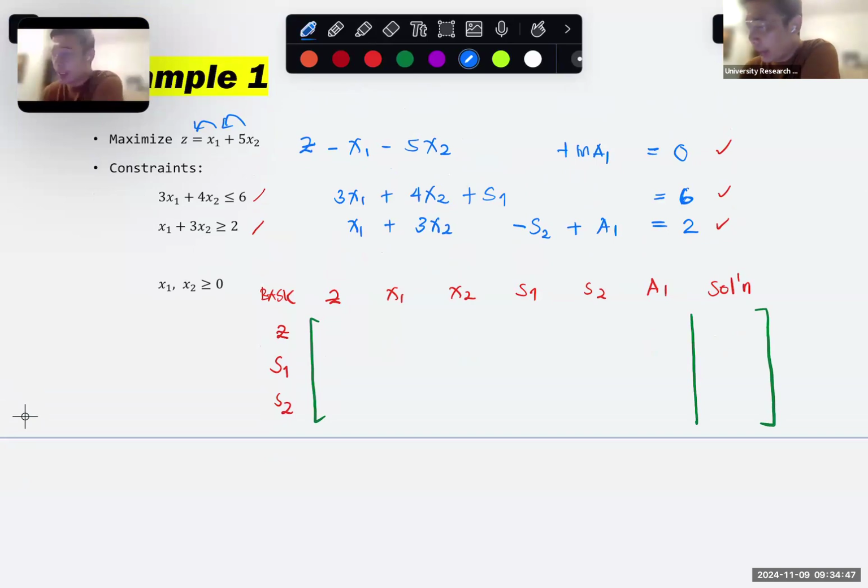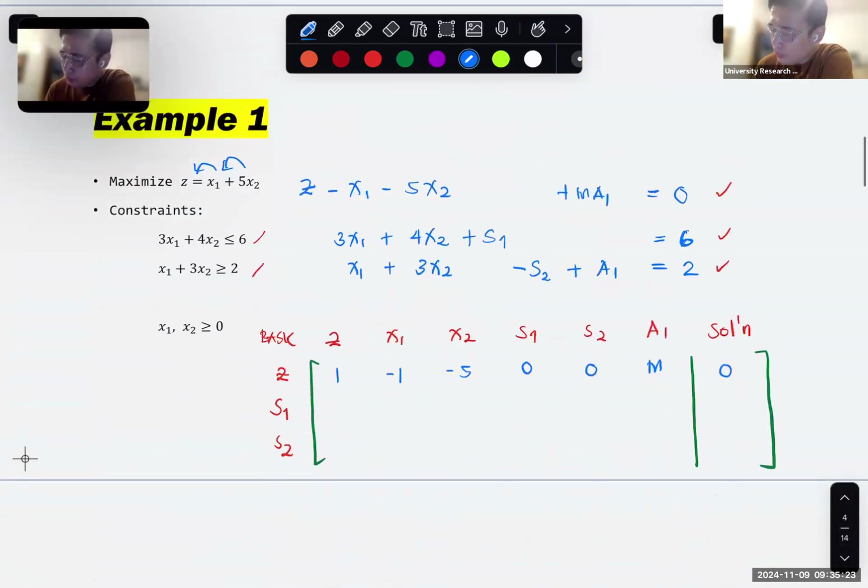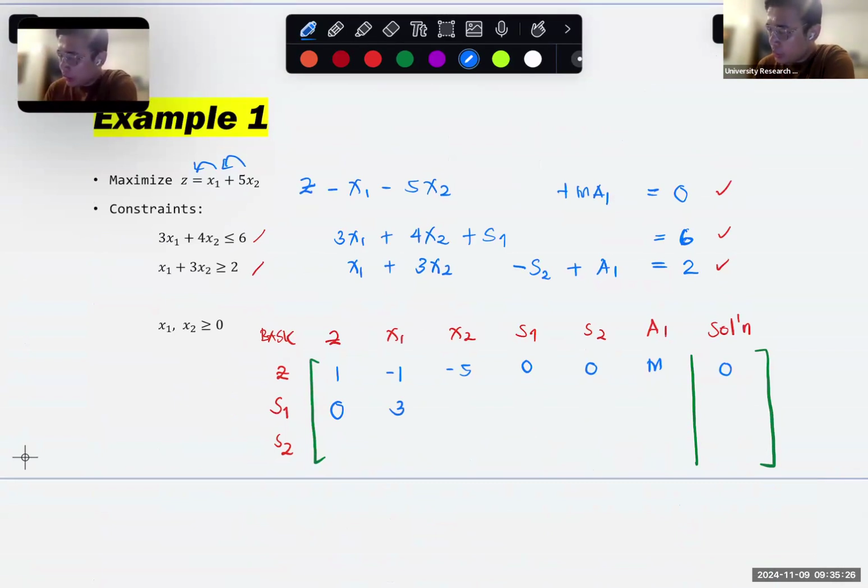For our matrix, we just get the coefficients. So our Z is 1. x1 is negative 1. x2 is negative 5. Under the objective function, we don't have s1, so it will be 0. We don't have s2 as well. And for our a1, we have M. So M for a1, and then the solution will be 0. Afterwards, for our first constraint, we have 0 for Z, x1 is 3, x2 is 4. We have s1, which is 1, s2 is 0, and we don't have the artificial variable. And we have 6 for our solution.